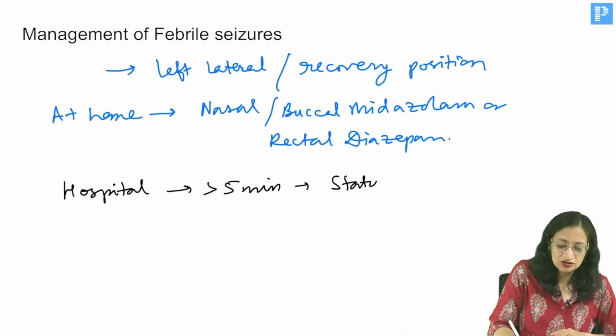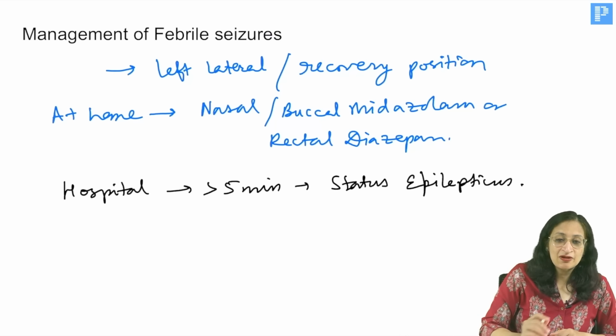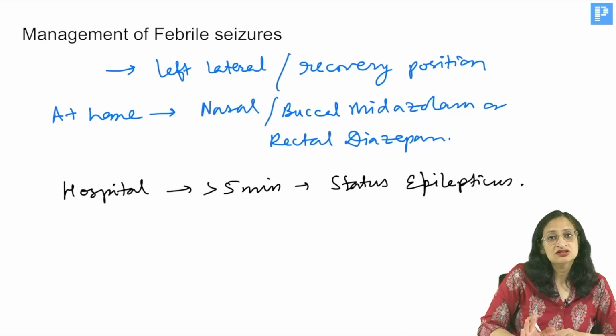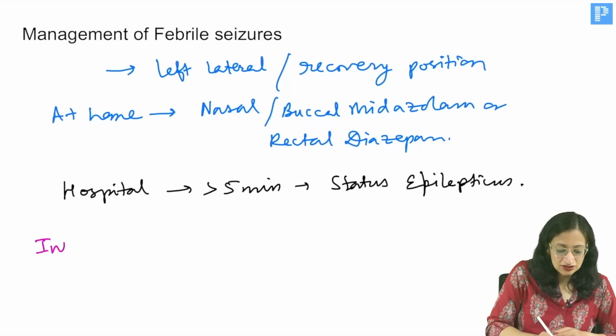So the first drug to be given would be lorazepam, or if not available, then midazolam. If not available, then diazepam. So status epilepticus. And remember paracetamol. Giving paracetamol will just make the child comfortable. It will not decrease the recurrence risk of febrile seizure. If a child is having simple febrile seizure again and again, you may give intermittent prophylaxis with clobazam.